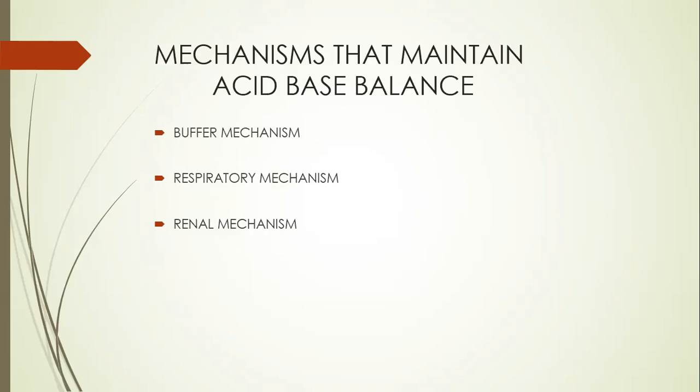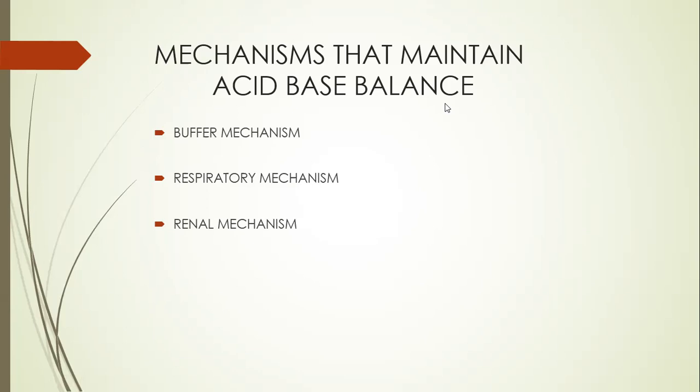Then here are the mechanisms, that is, how the body maintains its acid-base balance. There are three methods in which the body can maintain its acid-base balance. When there is a problem in the pH level, if the body's pH goes above 7.45 or goes below 7.35, the body's mechanisms will be activated.